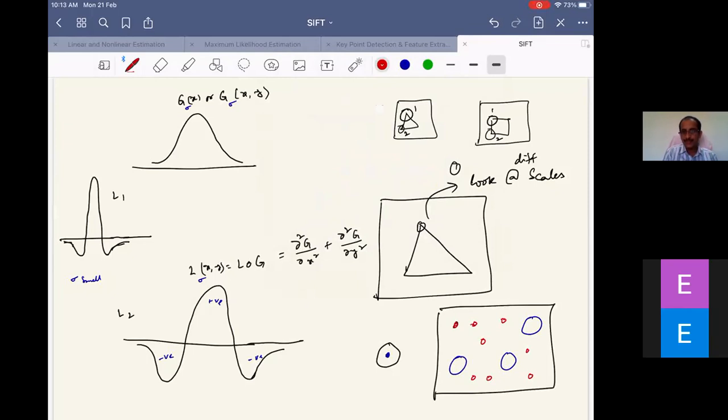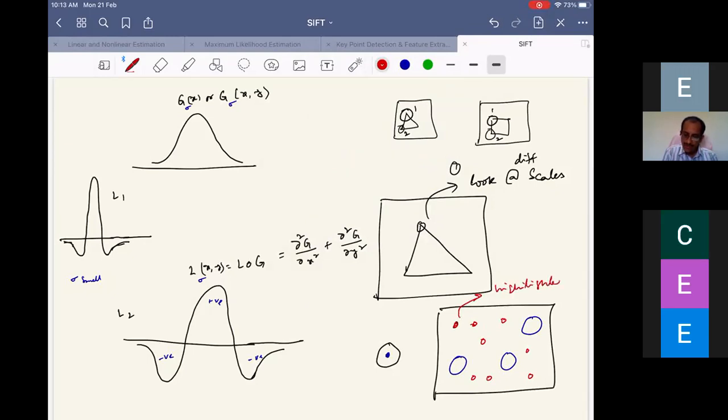With which of the LoG do we have to convolve to highlight the red blood cells? L1 or L2? L1. Okay. And the white blood cells can be highlighted by convolving with what? L2. Yes, L2.